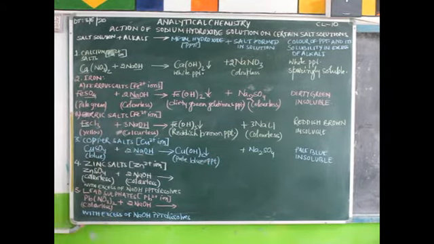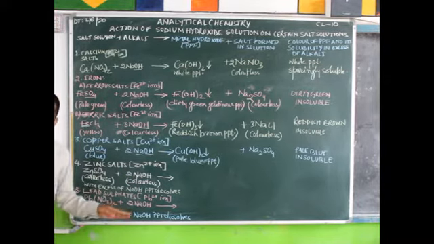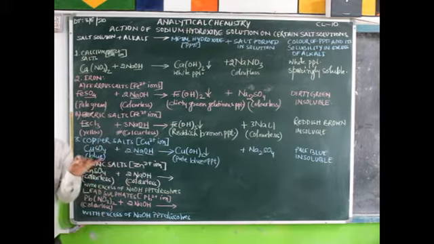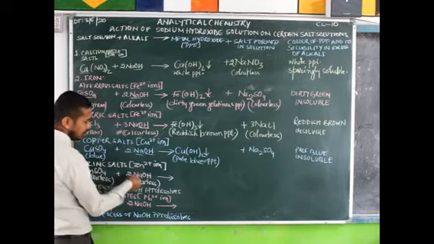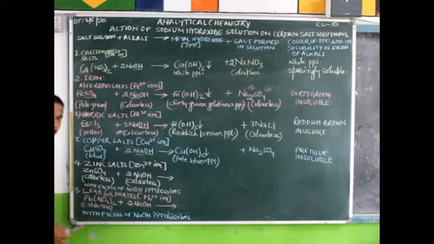Now we'll go for zinc salts, Zn2+. And we know that the zinc ion is a colorless ion, though it lies in the period between 3 to 12. But then also zinc and lead are colorless ions. Okay, so zinc colorless ion, sulfate colorless ion, as a result the salt is also colorless. Then sodium colorless, hydroxide colorless, as a result colorless.